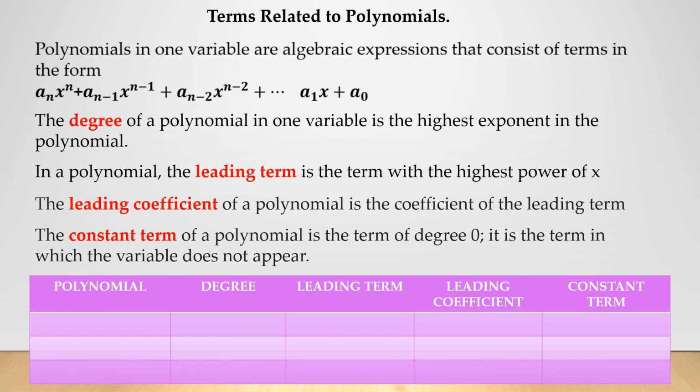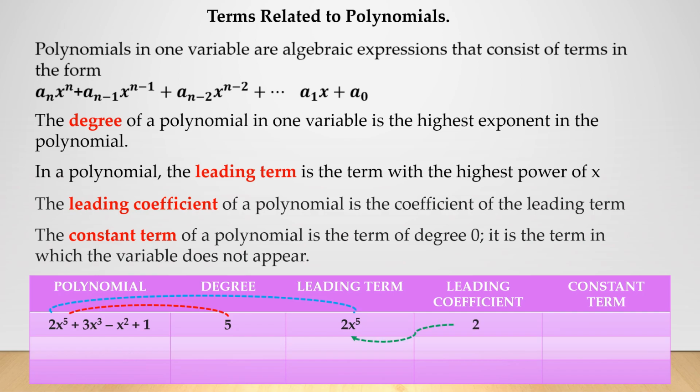Suppose you are given a polynomial in one variable, 2x raised to 5 plus 3x cubed minus x squared plus 1. The degree is the highest exponent in this polynomial, so it is 5. The leading term is the term with the highest power of x. Since the degree is 5 and the term with the exponent 5 is 2x raised to 5, the leading term is 2x raised to 5. The leading coefficient is the coefficient of our leading term. Since our leading term is 2x raised to 5, the leading coefficient is 2.